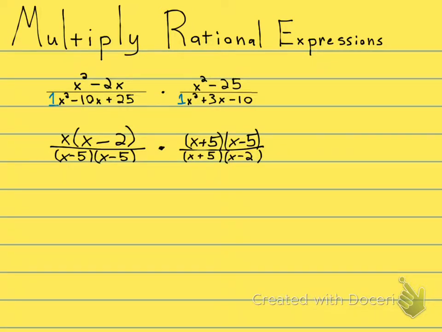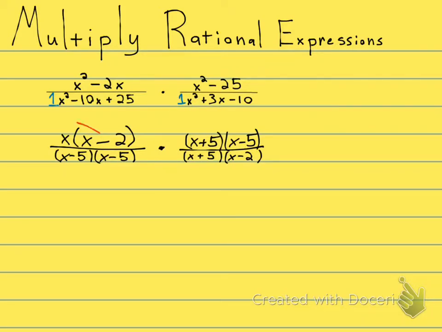Okay, and now is the fun part. Now we get to cancel out. All right, so do you see anything in the numerator that cancels with anything in the denominator? And really, at this point, we could write this like it's one big giant fraction. Anything in the numerator will cancel with anything in the denominator, whether it's on the left fraction or the right fraction. So what cancels?